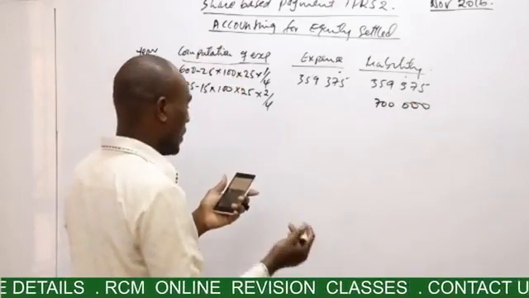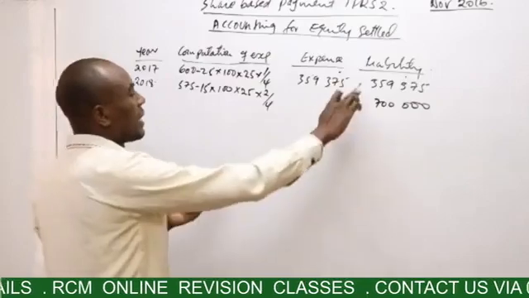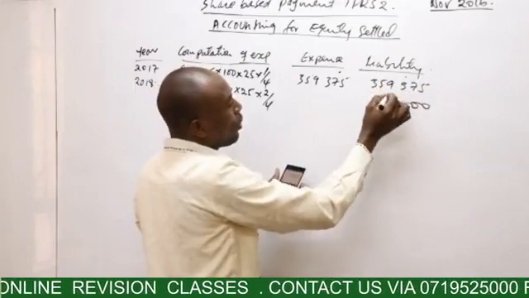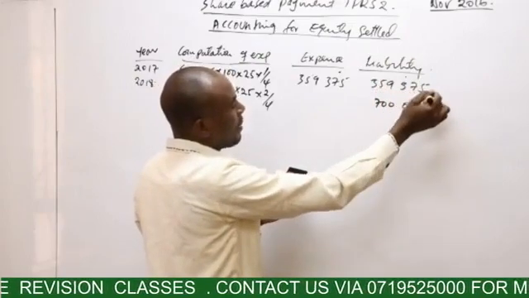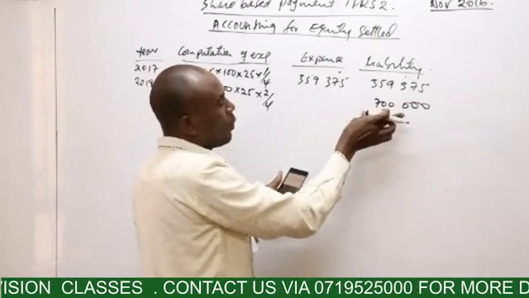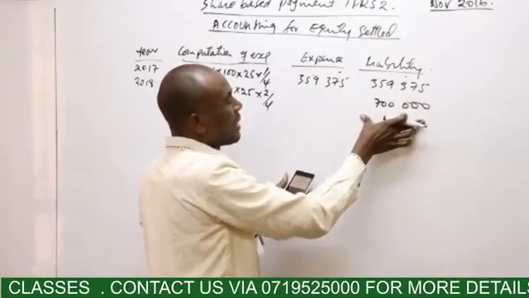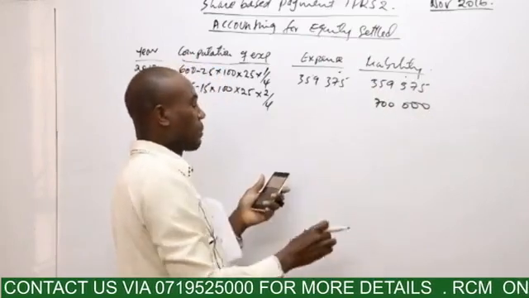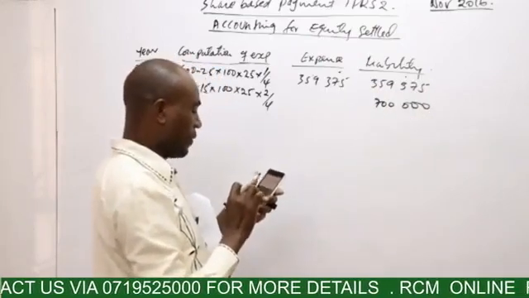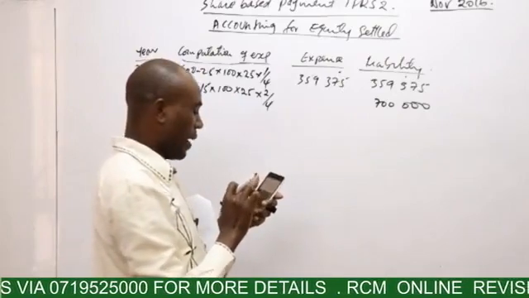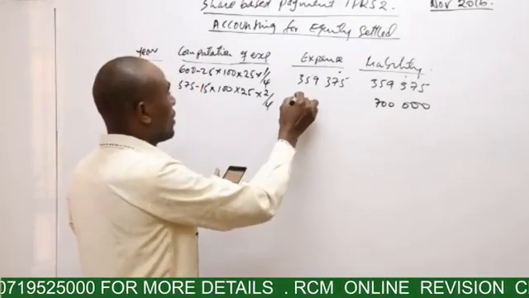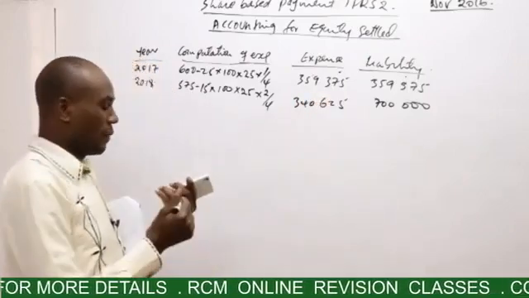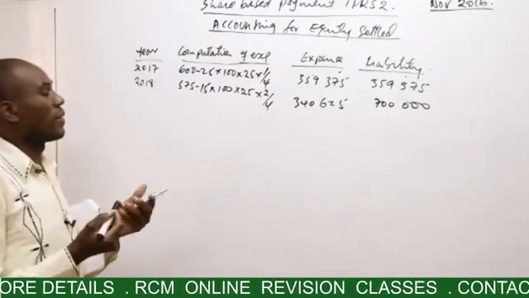Cumulative liability for the second year. Then we get the expense. Remember, in the first year, our cumulative liability was 359,375. In the next year, we have 700. It means the liability is increasing. When the liability increases, good students, then the difference is the expense. Now 700 minus 359,375, we have 340,625. That is the expense from that transaction.